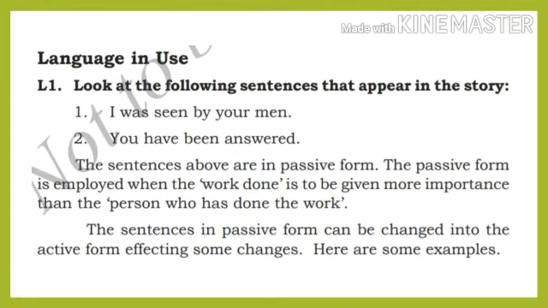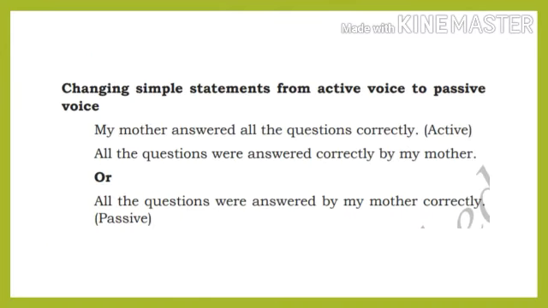The passive form is employed when the work that is done is to be given more importance than the person who has done the work. So when an action is given importance and not the person who has done it, we use the passive form or passive voice. The passive form of a sentence can be changed into the active form with some changes, as I have already done in the first one and the second one. Here are some examples.